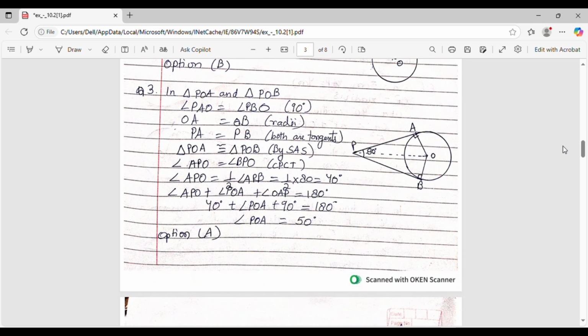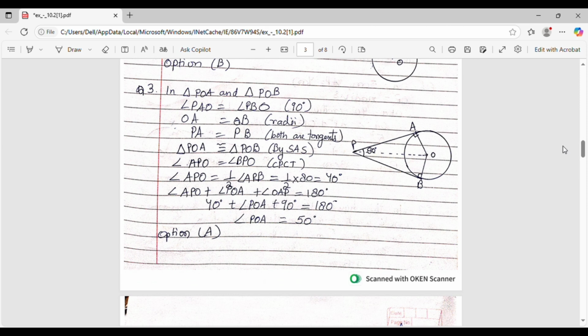Question number 3. If tangents PA and PB from a point P to the circle with center O are inclined to each other at angle of 80 degree, then angle POA is equal to. We have to find angle POA. So in triangle POA and triangle POB, angle PAO is equal to angle PBO, both are 90 degree. OA is equal to OB, both are radii of the same circle. PA is equal to PB, these are the tangents from an external point.